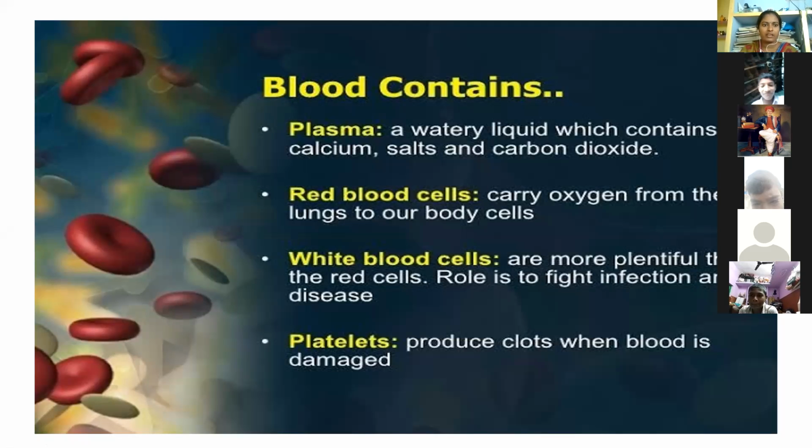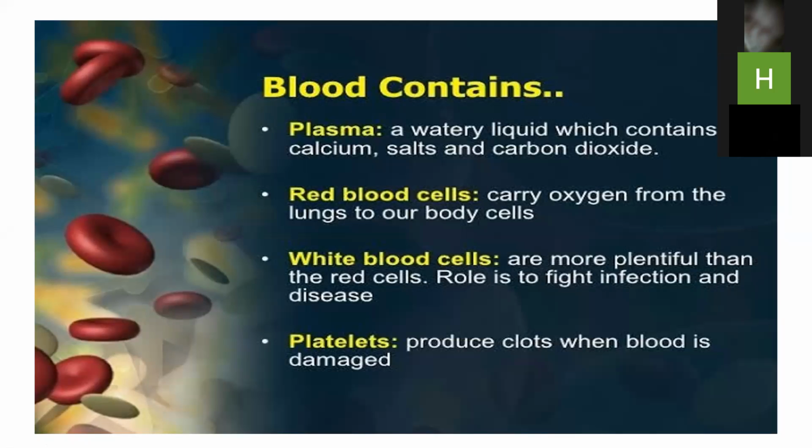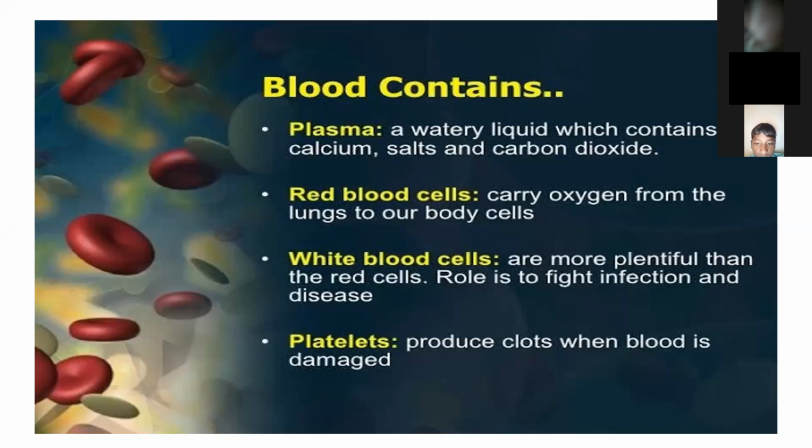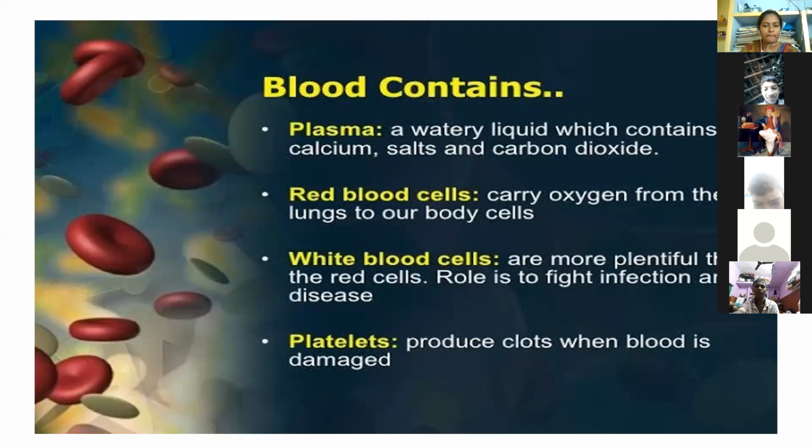Next, white blood cells. The white blood cells are white in color. The role of the white blood cells is to fight infections and diseases. And the last one is the blood platelets. They produce clots when the body is injured.